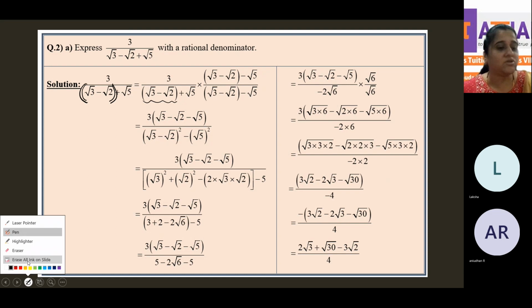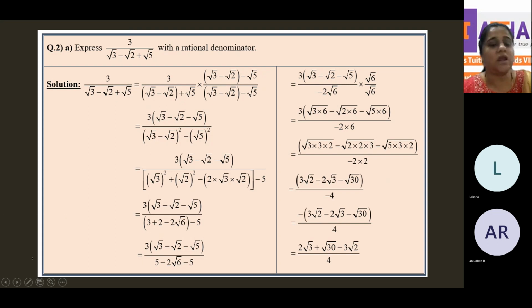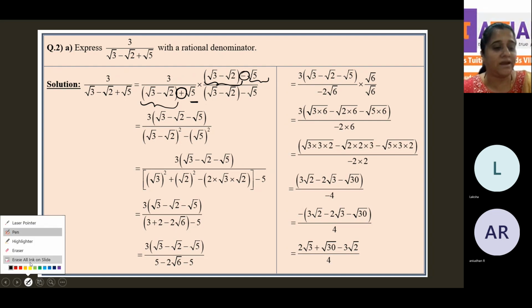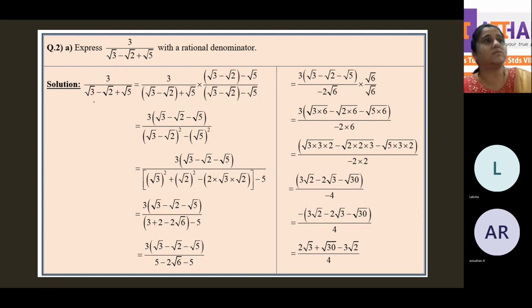That's the first step. So now the conjugate will be, see, this is one term, this is the second term connected by a plus sign. So the conjugate will be the same thing. This is the first term, root 3 minus root 2. This is the second term, root 5, connected by a minus sign. So the conjugate will have the opposite sign, right? So I repeat that. This is what is given to us.